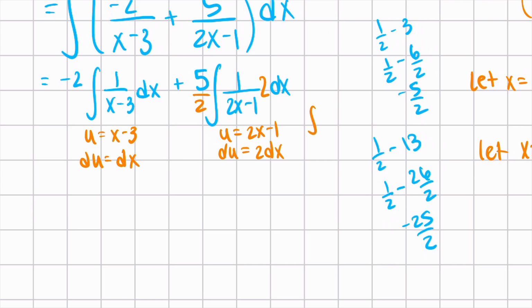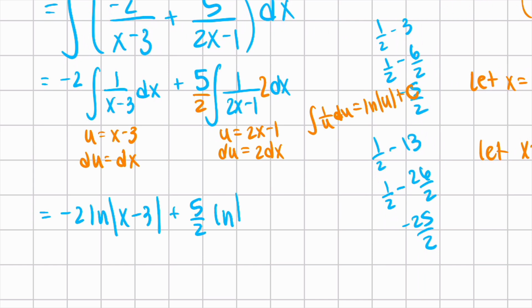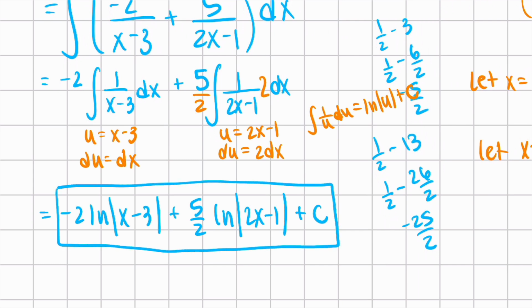We're also going to be using the property that the integral of 1 over u du equals natural log of u plus C. So we get negative 2 natural log of x minus 3 plus 5 over 2 natural log of 2x minus 1 plus C. And that is our answer.